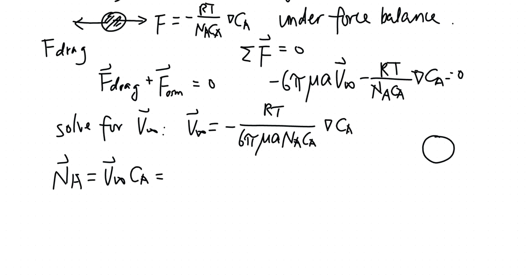Then you would have C A multiplied by this expression of V infinity, which is minus RT over 6 pi mu A N A times the gradient of C A. Now this is the molar flux.